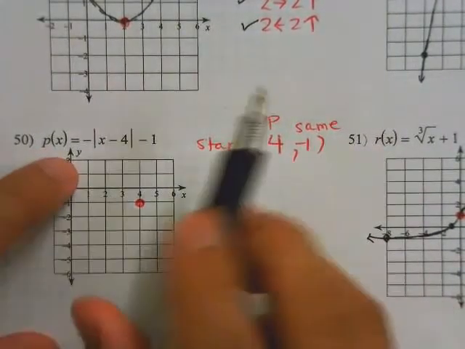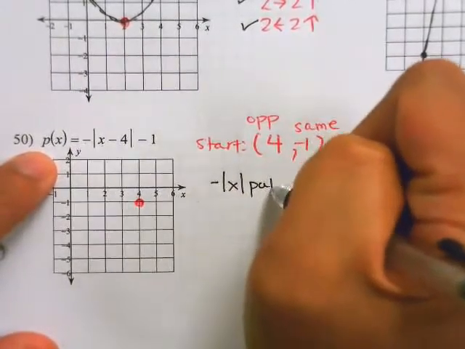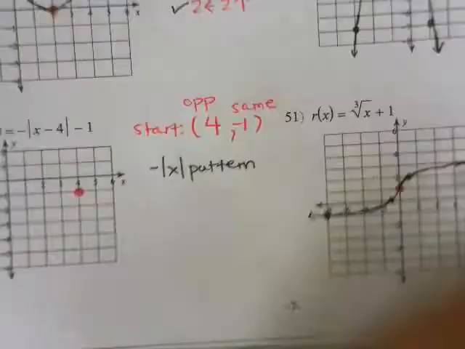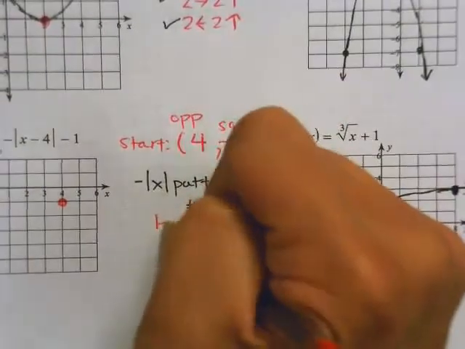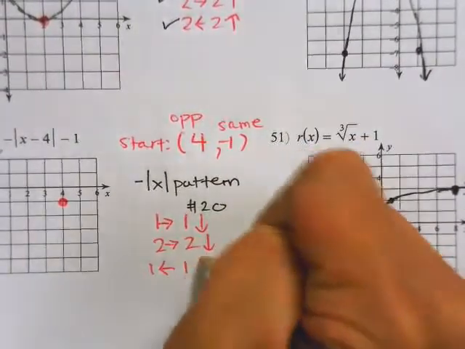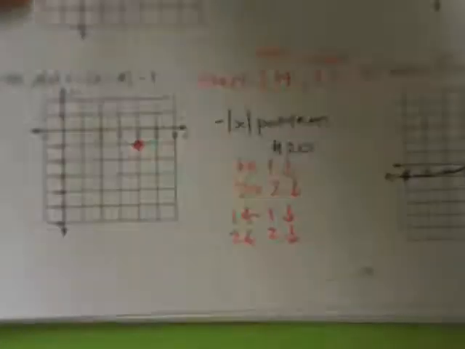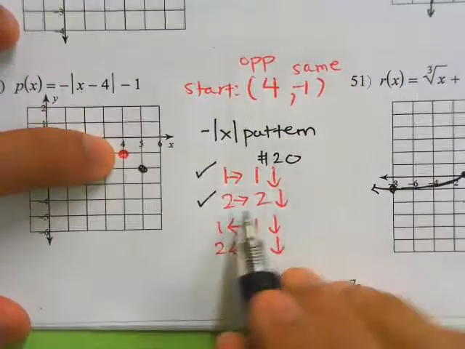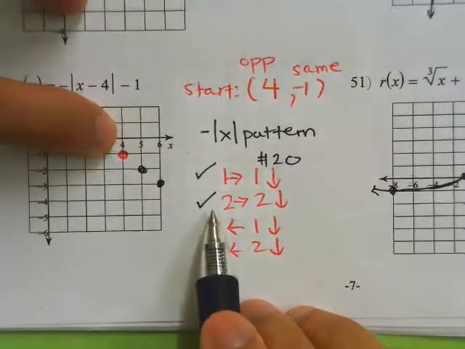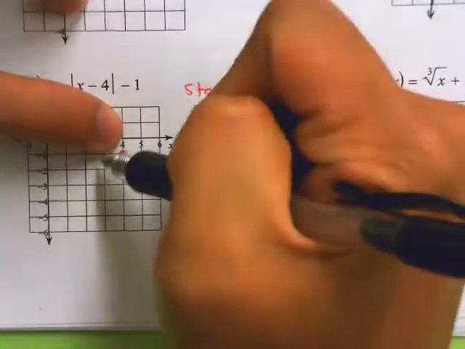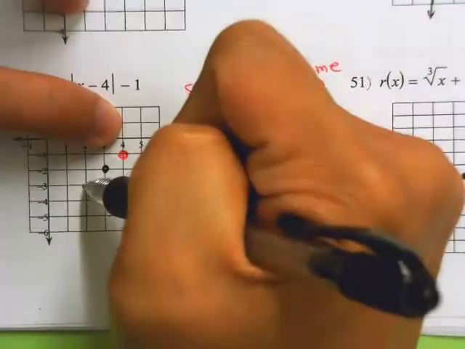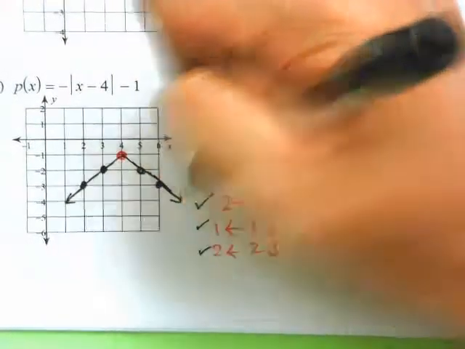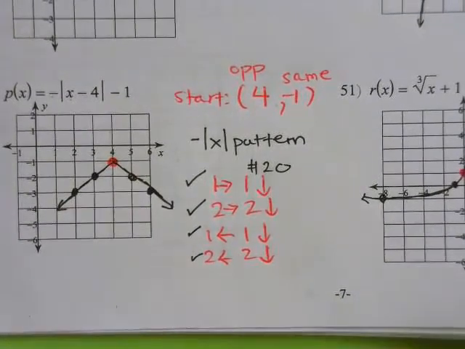And then what pattern are you going to follow? You're going to follow the negative absolute value of x. Negative absolute value of x was number 20. 1 to the right, 1 down, 2 to the right, 2 down, 1 to the left, 1 down, 2 to the left, 2 down. So let's just do that. From the starting point, 4 comma negative 1, you're going to go 1 to the right, 1 down, 2 to the right, 2 down. Now go back to your starting point. You're going to go 1 to the left, 1 down, and 2 to the left, 2 down. So rights and then lefts. And then a strict V shape, shouldn't be any curves at all. So those are your absolute value graphs.